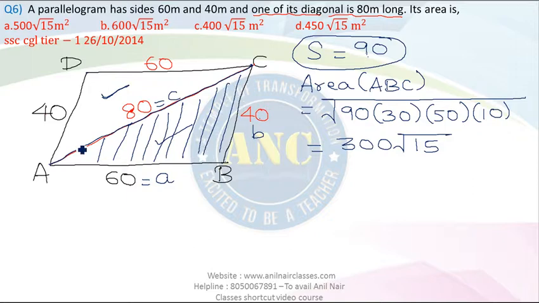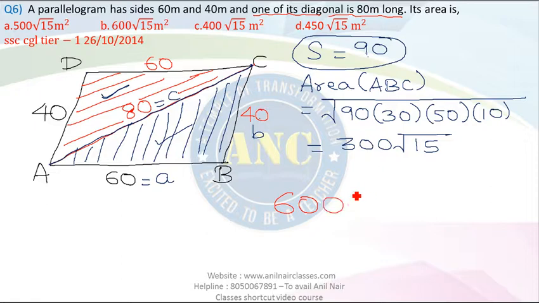Whatever area you have for this shaded portion, it is absolutely the same for this shaded red color portion also, because the diagonal in a parallelogram will bisect the parallelogram into two equal areas. So total area of parallelogram is 300 root 15 plus another 300 root 15. Final answer is 600 root 15 square meters. Answer for this question is option A.